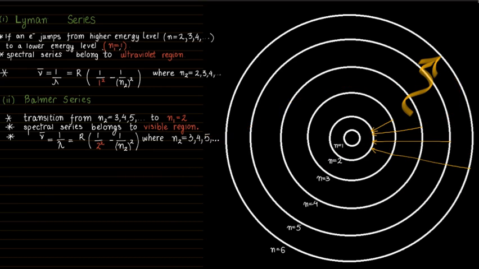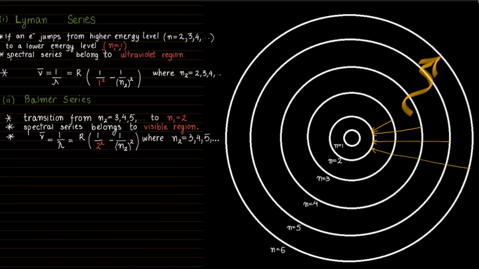So if I use the wave number formula, what you do? The transition is from a higher energy level, n2 whole square, where n2 can be 3, 4, 5 and so on, to n1 equals 2. This is your lower energy level. In this case, how much is the lower energy level? 2. So here n1 will be equals to 2. So this is your Balmer series.